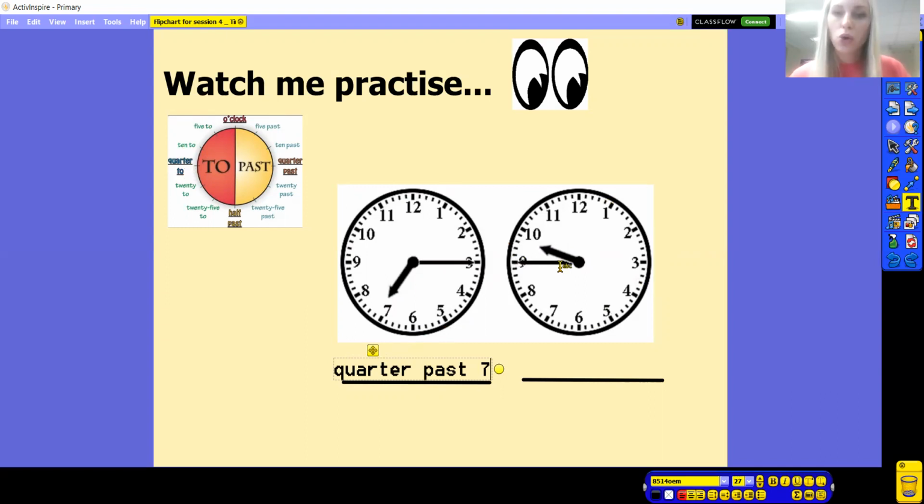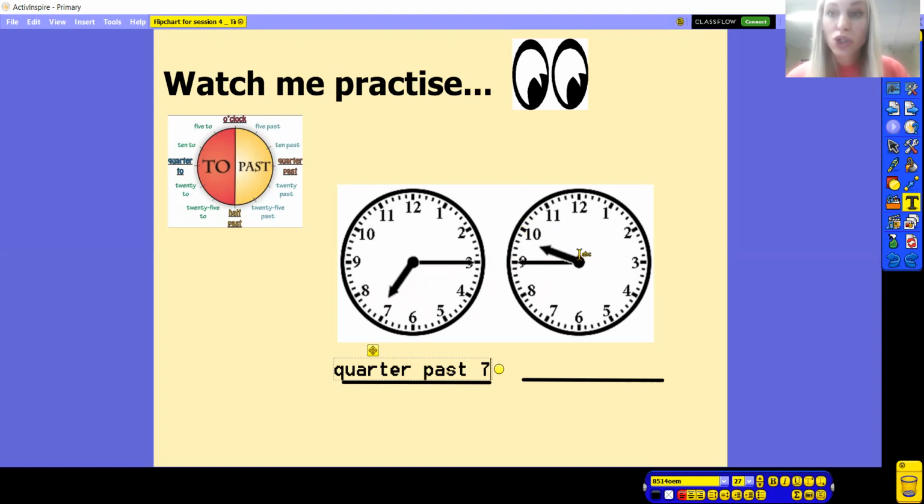So this is quarter. Now this is where it's a bit different because we're now looking at what number my hour hand is going towards, not past. Okay, so it's going towards, because it's the next number that it's coming to, towards the 10. So we'd call that quarter to 10. Okay, it's not quarter to 9 because it's gone past the 9.